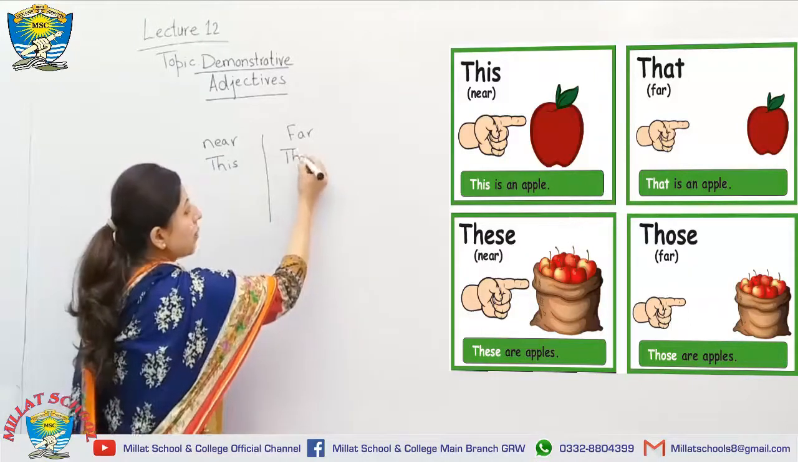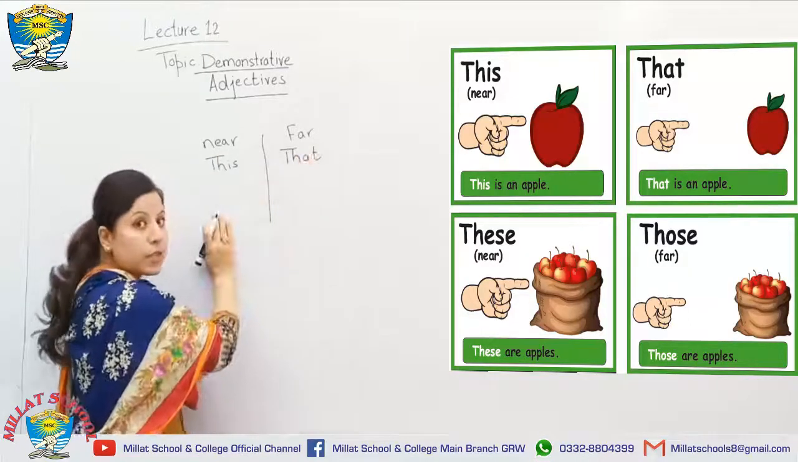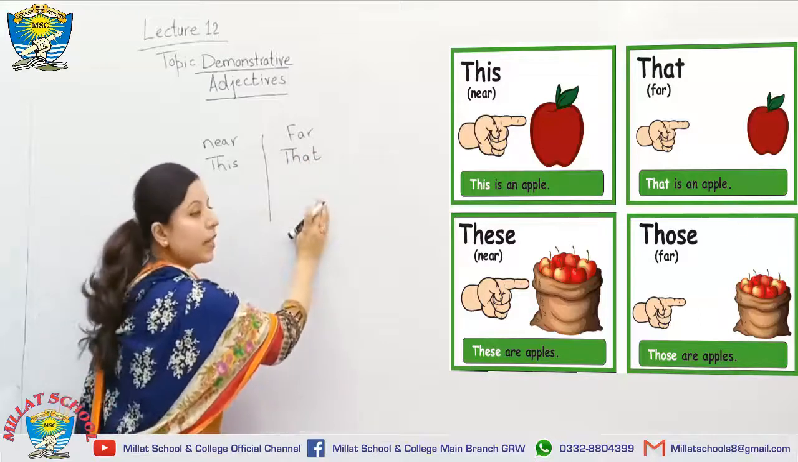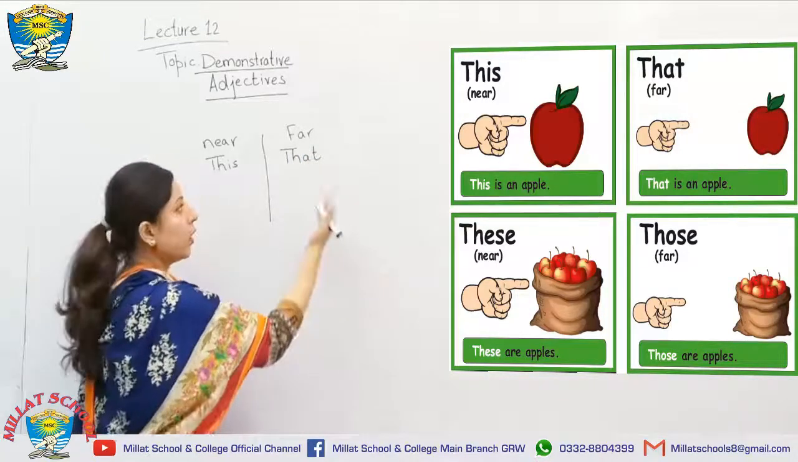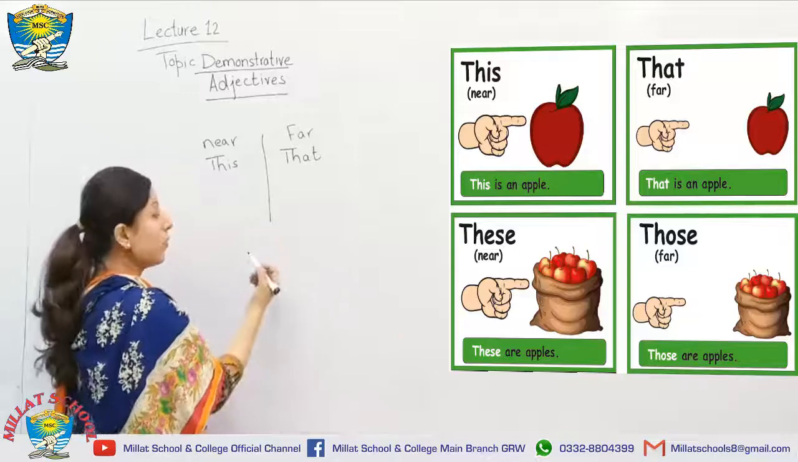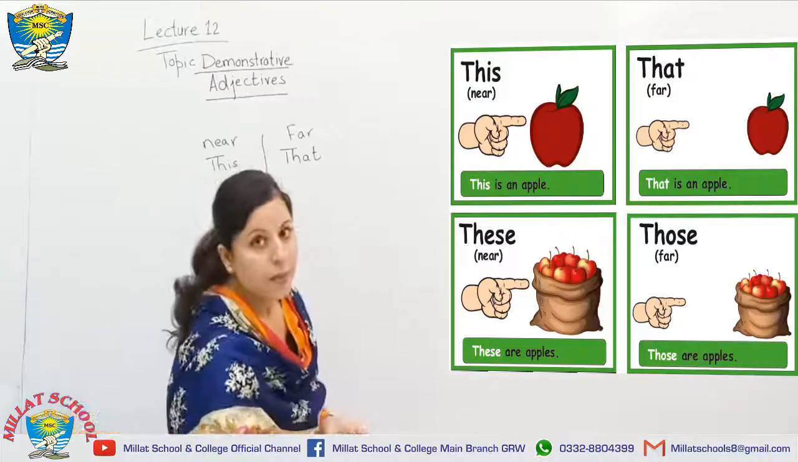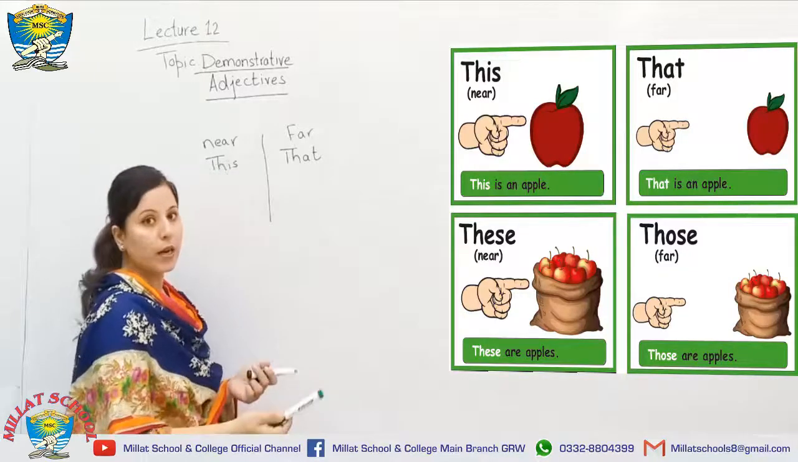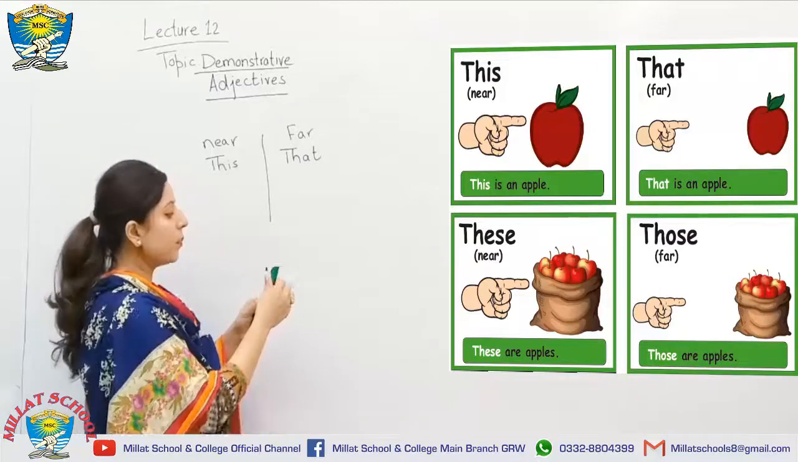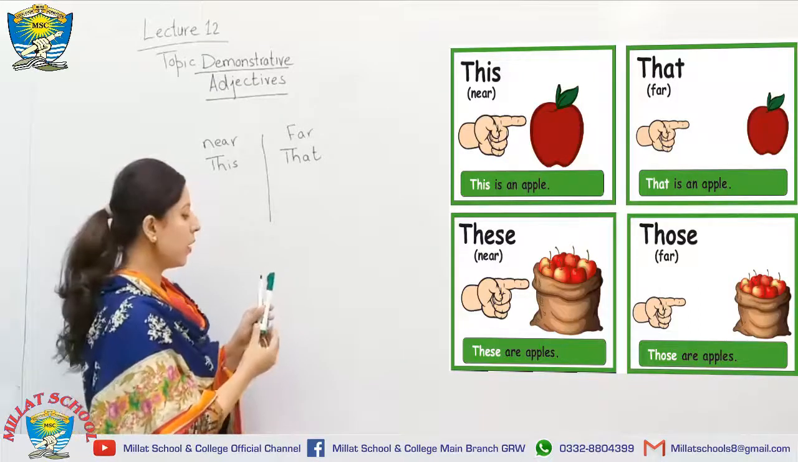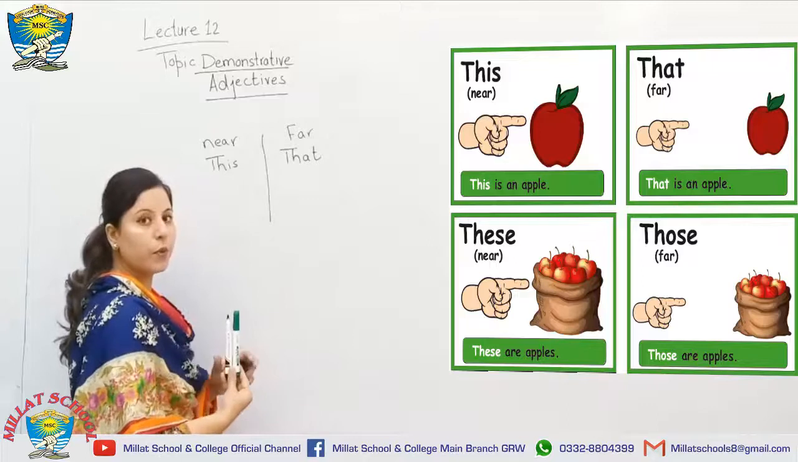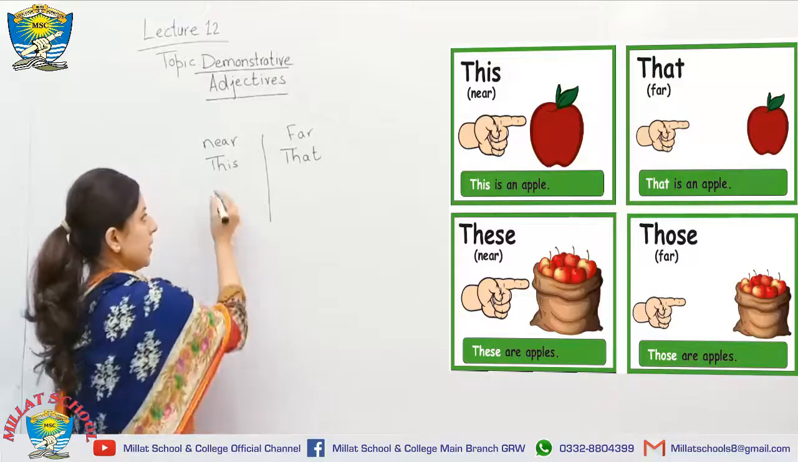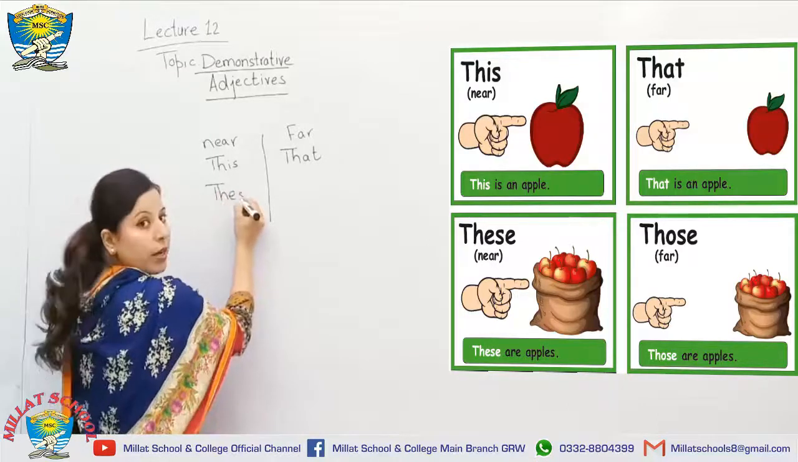So it means something near is this if it is singular, and when something singular is far from us, we will use that for it. But if there are two markers and two things, or more than one, two or three, then it will become plural, and when it is near to us, we will use these by pointing at them.